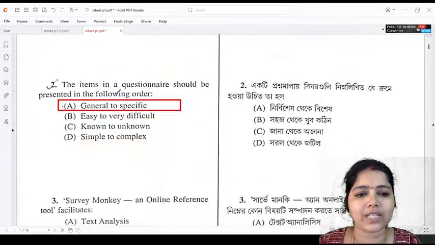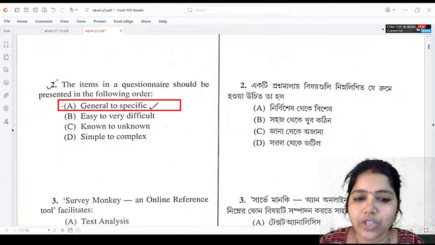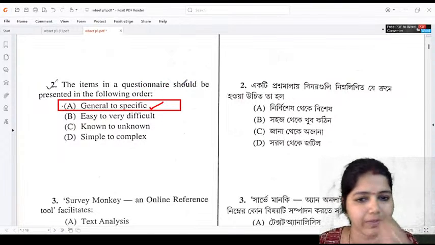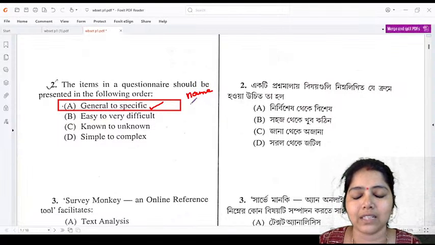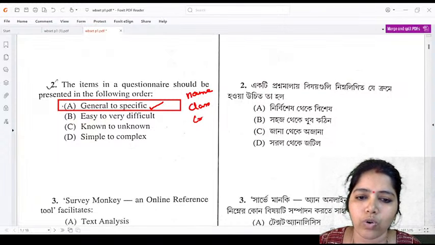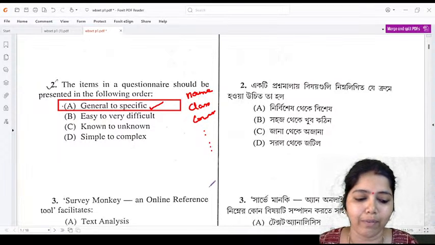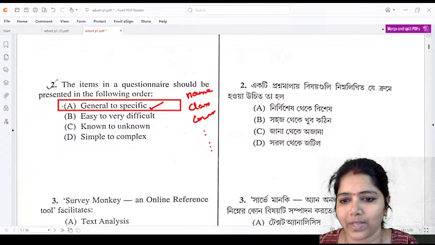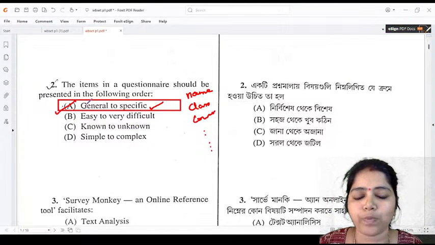The next question: the items in the questionnaire should be presented in the order of general to specific. General to specific means it starts with your name and your general personal details, which class we are studying, which course we are doing, and then slowly they move into the subject and ask the specific questions. So the right answer is general to specific.